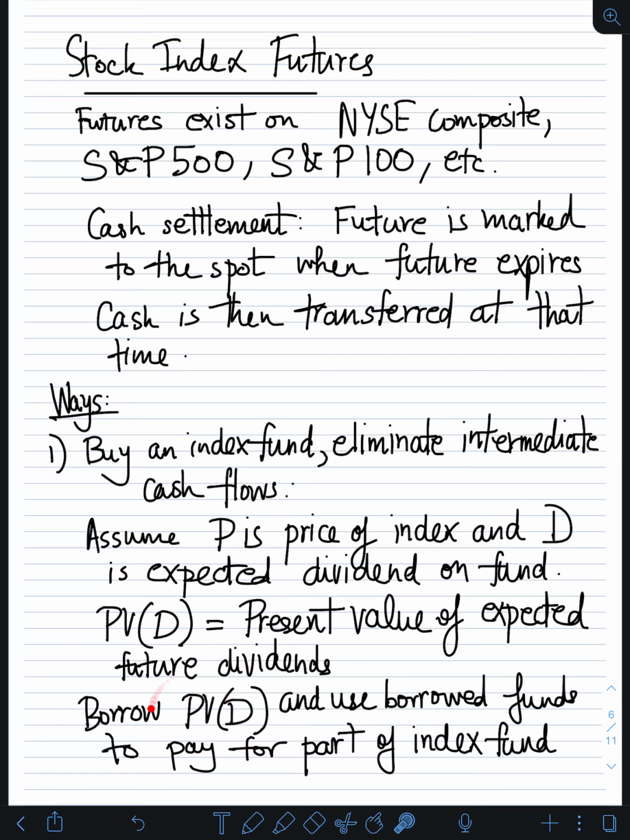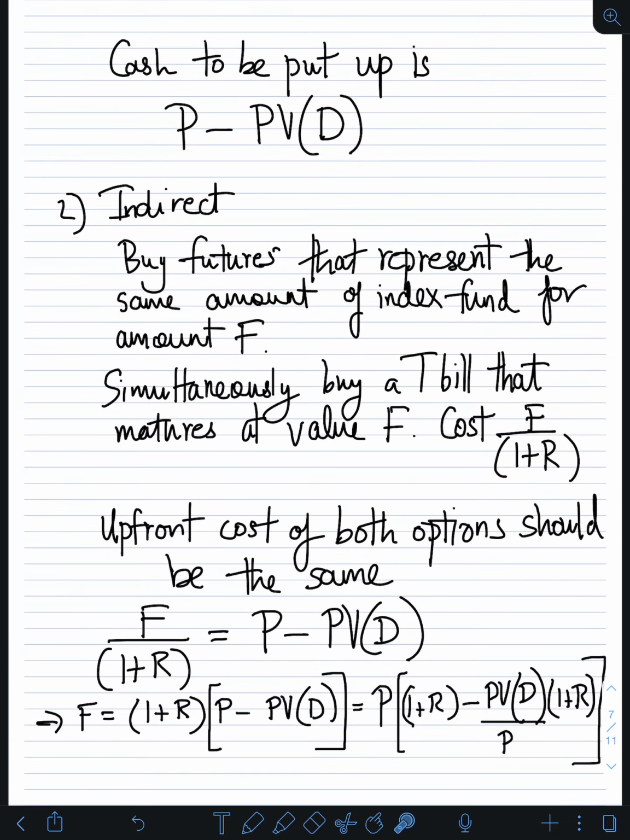Okay, so whatever you borrow today is less than how much you have to put up today to buy the index fund. Let's say the price of the index fund was P. If you borrowed PV of D, that means you need PV of D less to invest today. So the total amount that you have to put up today is P minus PV of D, because you just borrowed this money, you didn't have to put this up yourself. Okay, so the cash that you have to put up today is P minus PV of D. And this is just the direct option.